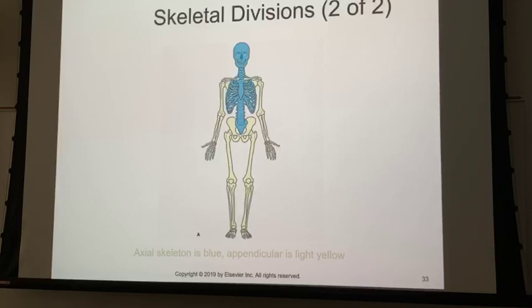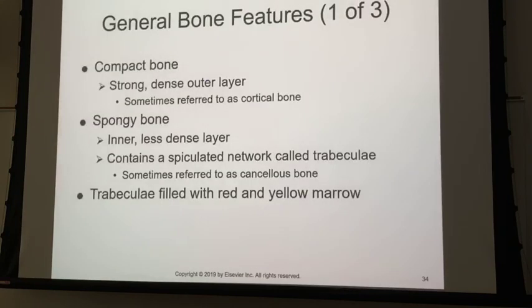So skeletal divisions, that was in chapter 2. And we've got the appendicular skeleton, which is what we're going to be focusing on now until we get up to the pelvis, and then into the spine rather, and then we've got the exoskeleton.